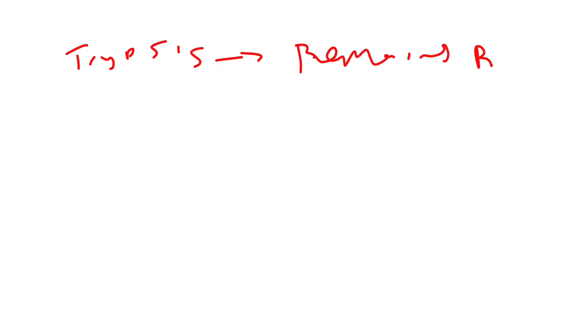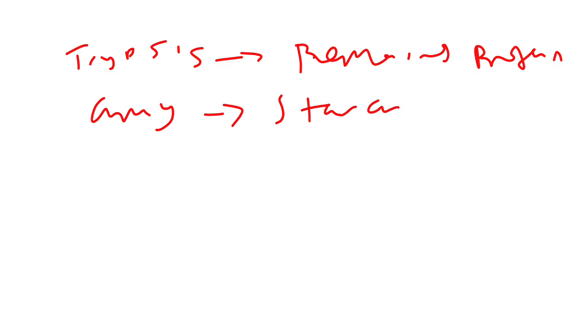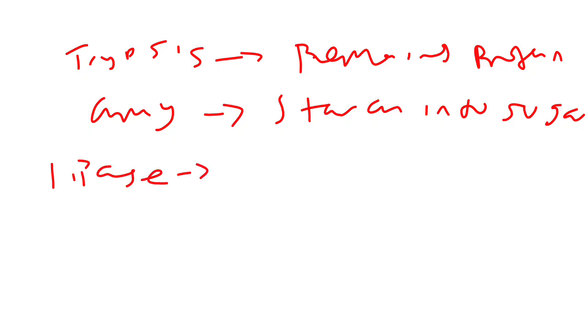So what do we have here? We have the trypsin that acts on the remaining protein. We have the amylopsin, that converts starch into sugar. And we have the lipase that turns fats into fatty acids. Fat into what?